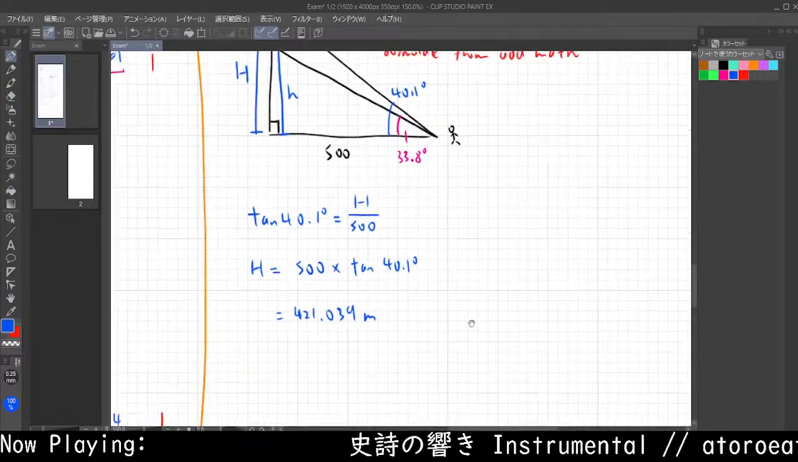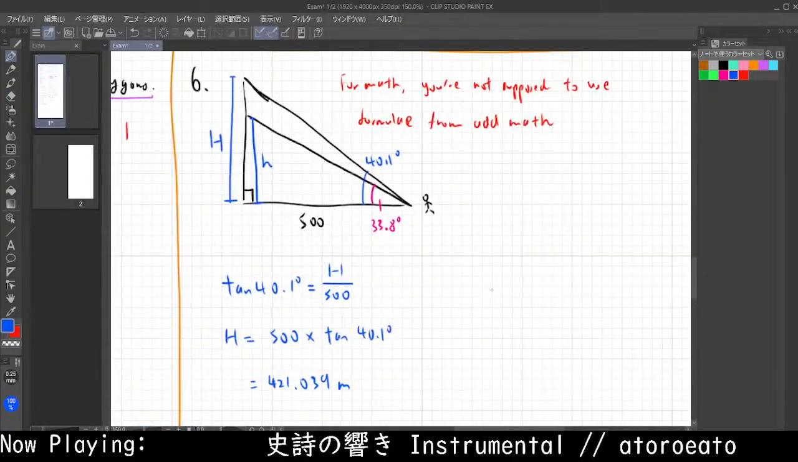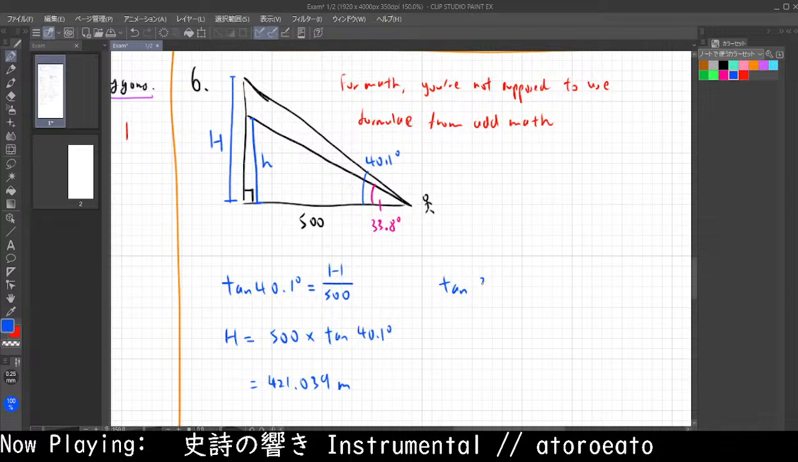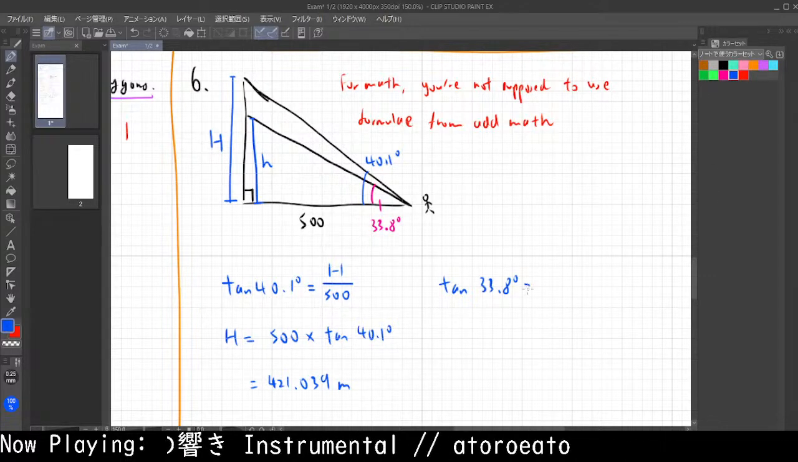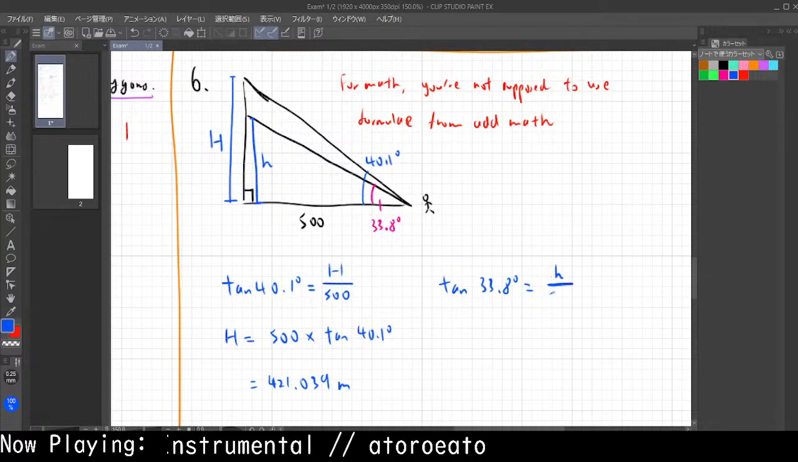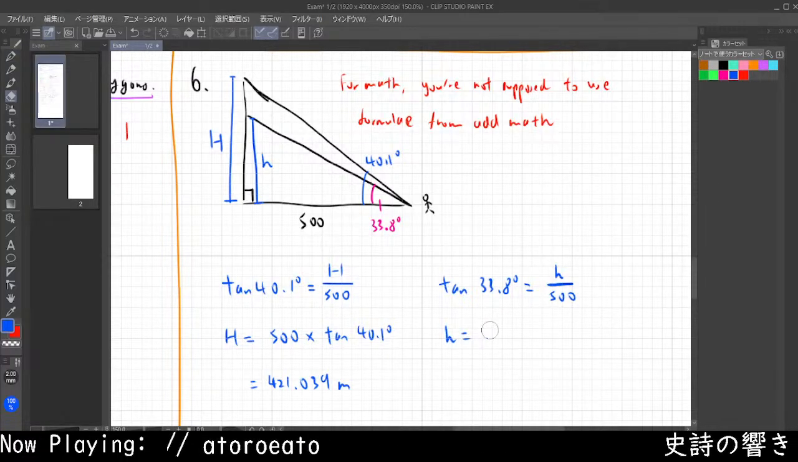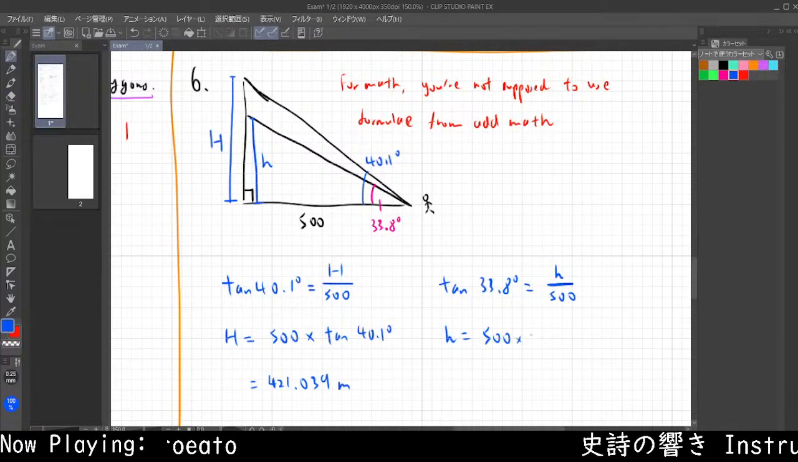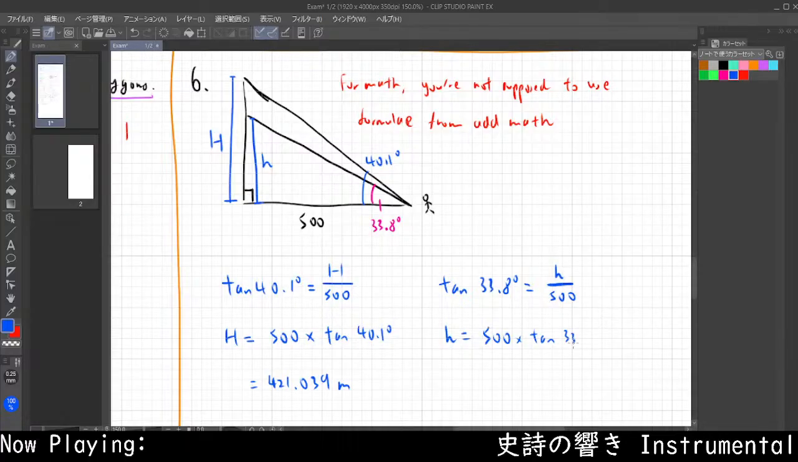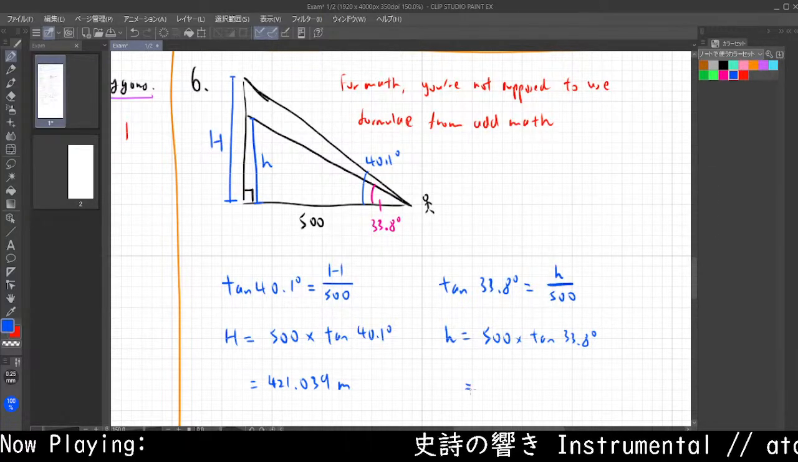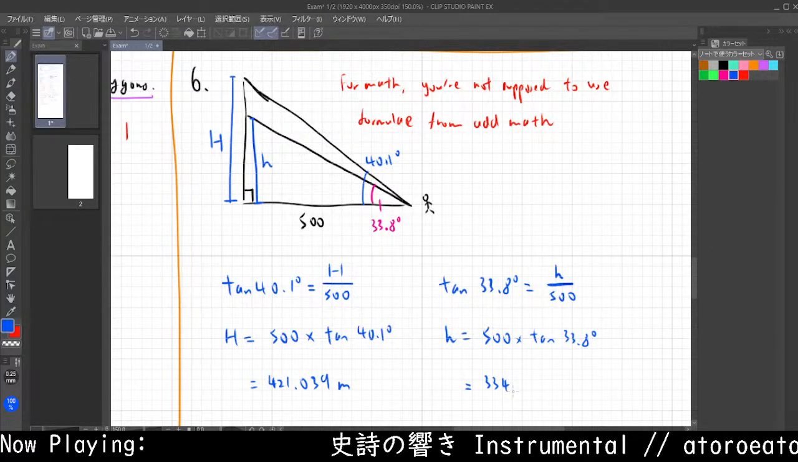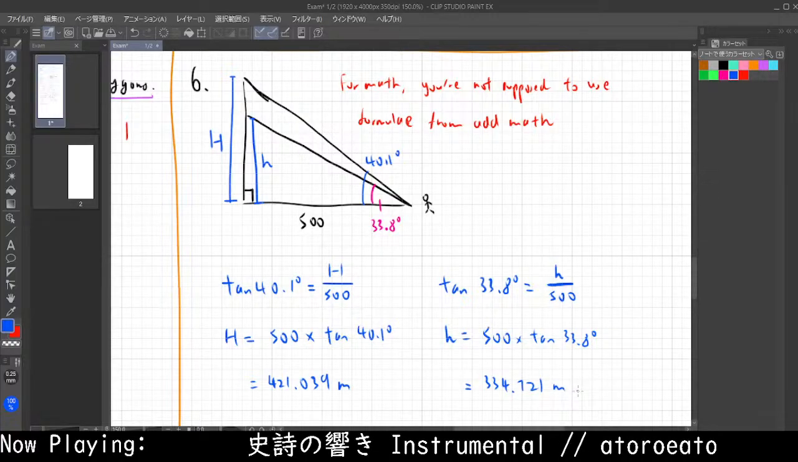Then anyway, you do the same thing to the smaller angle 33.8. This is equal to h over 500. So small h equals 500 multiplied by tangent 33.8. So you should get 334.721 meters.